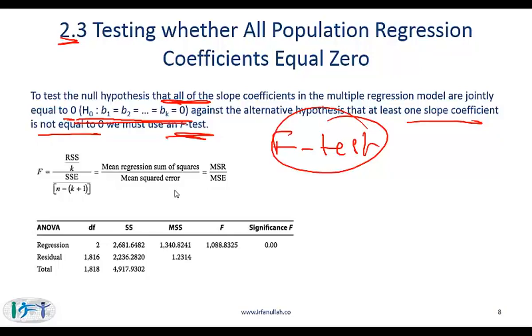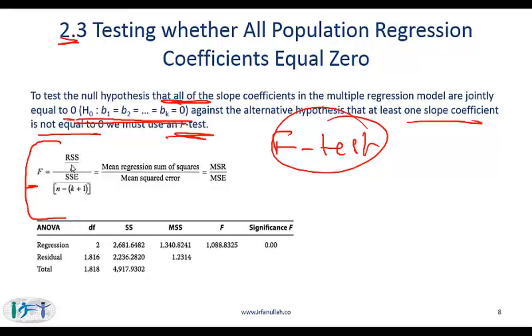To do any test, you need the statistic. So you need the F-stat. And hopefully you remember this from the previous lecture. The F-stat is equal to the mean regression sum of squares. What's the mean regression sum of squares? You take the regression sum of squares and divide by k. What's k? K is the number of coefficients.